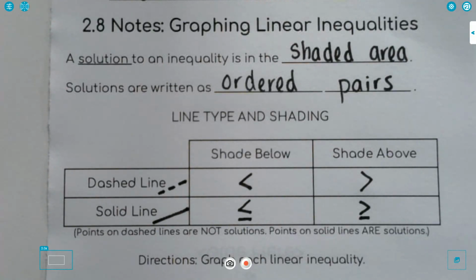Okay, and I put a little note there. Points on the dashed line are not solutions. So if it is on the dashed line, that means you have to be either greater than or less than for that to be a solution. If it is on a solid line, it can be greater than or equal to, less than or equal to. So those are a solution.